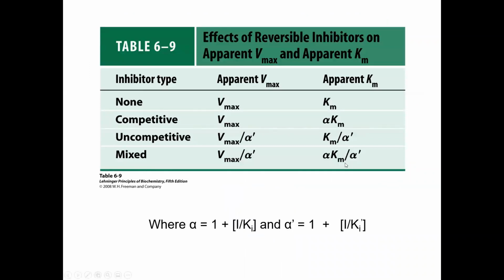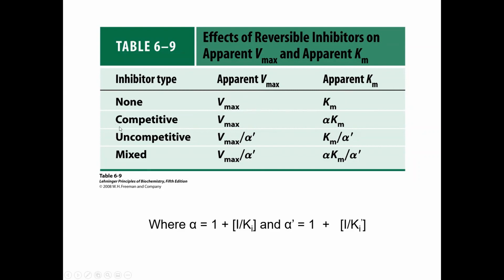So what happens to the Michaelis-Menten parameters? It turns out that Michaelis-Menten parameters change depending on what type of inhibition we see. You know, what I'm trying to do here is get rid of any mathematics, just for your understanding, so you actually appreciate the concept more so than the mathematics. Okay, when you don't have any inhibitor, your apparent Vmax and apparent Km are just the Vmax and Km.